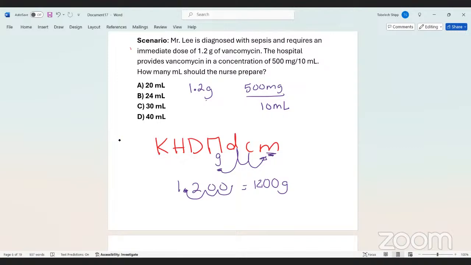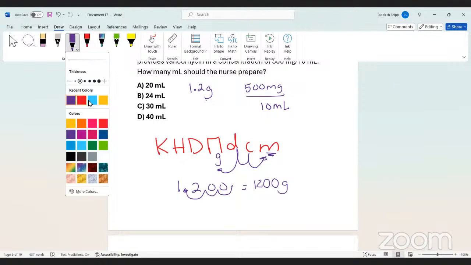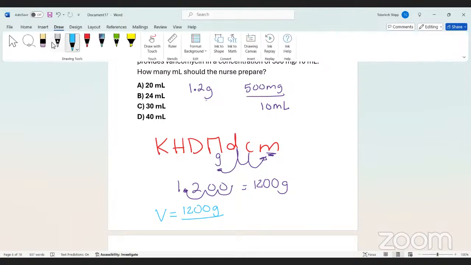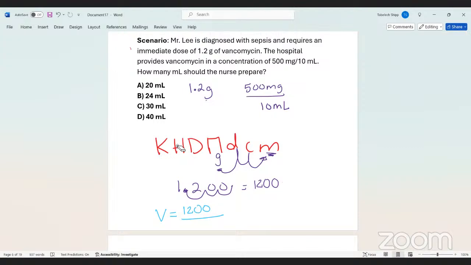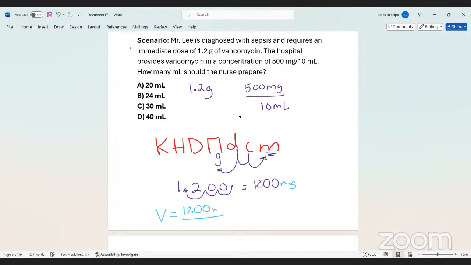Since you're looking for volume, you're going to put that 1,200 on the very top, and on the very bottom, here's what I would do. I would take that 500, I'm sorry, milligrams. I left the M off, y'all. That's 500 milligrams, yes. I will put that 500 milligrams on the bottom, okay?